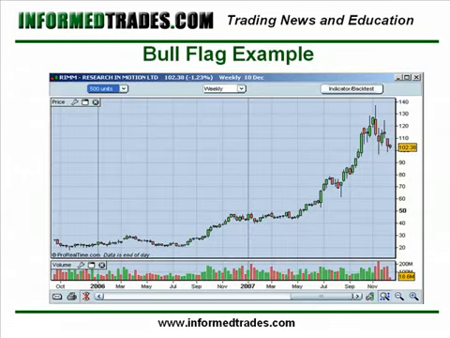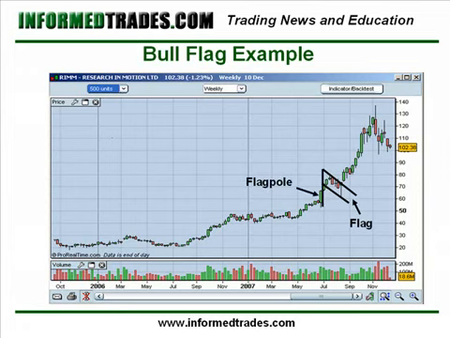Okay, so we have a chart of Research In Motion here, and towards the right hand side of the chart you can see a little jump in the market there. And then the consolidation, which we can encompass with two parallel lines, so that forms our flag portion of the pattern. And then the flagpole is represented by the up move in the market. Okay, so you can see the flagpole and the flag there.